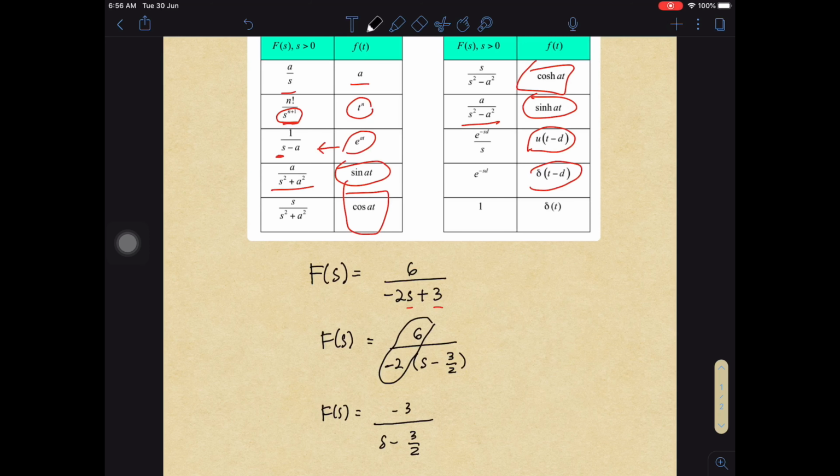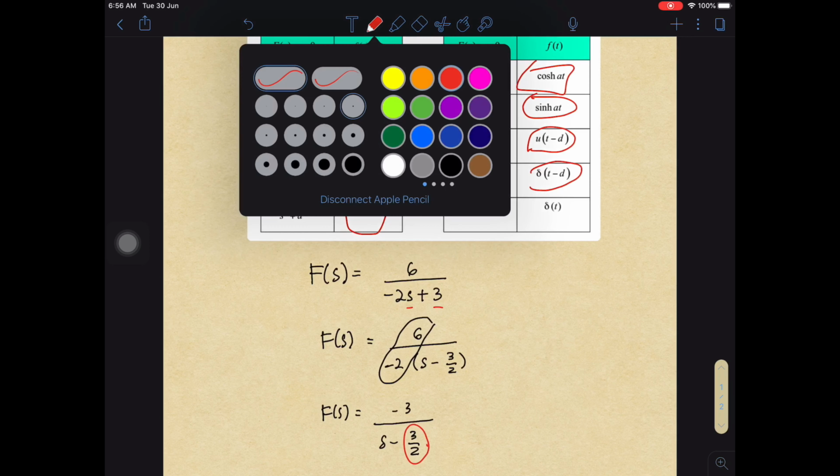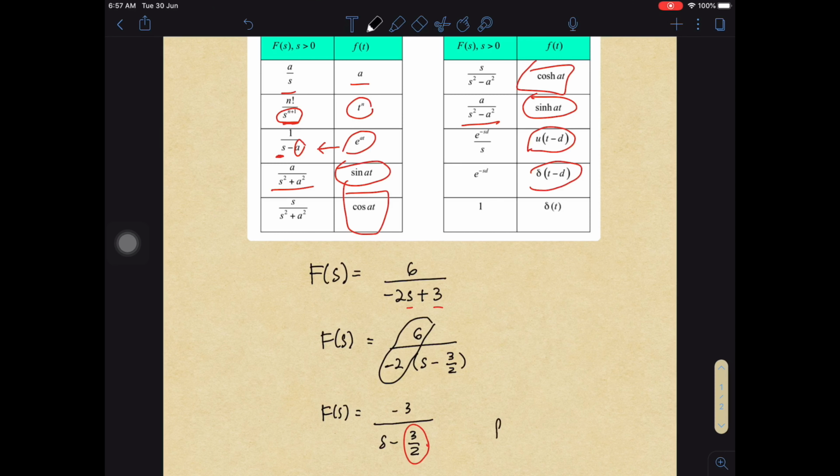So directly you know that this one is your a, because you compare your a with this form. So it will give you your f(t) equal to e to the power of at. So your a now is 3 over 2, therefore you have e to the power of 3 over 2 t. But don't forget that you have m in front of your function here. So how to find m?